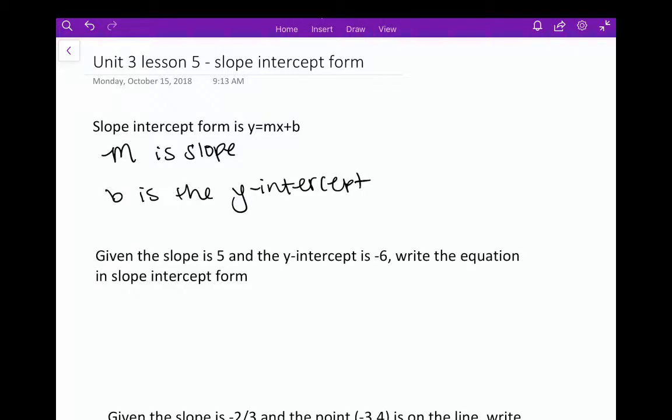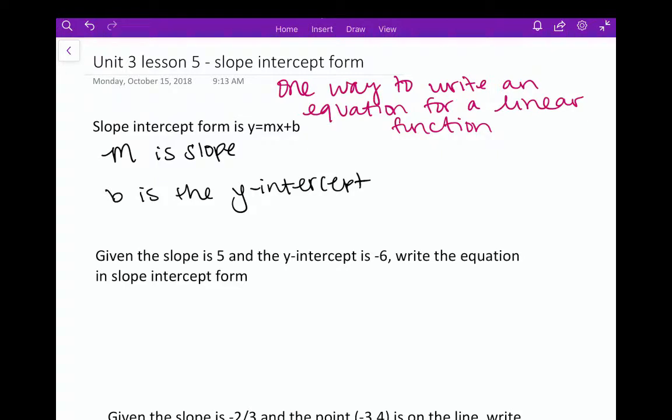All right, this is the video for slope-intercept form. We're in Unit 3, the second part of Unit 3. So what is slope-intercept form? Slope-intercept form is y equals mx plus b. This is one way to write an equation for a linear function.